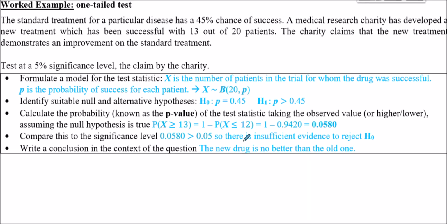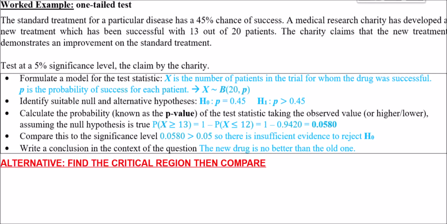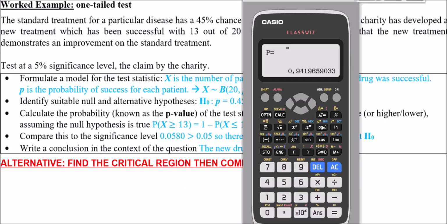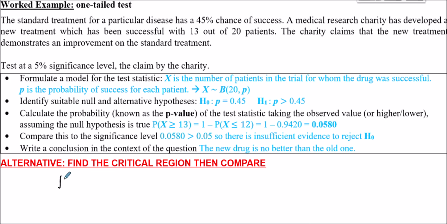Now, we did mention that we could have found the critical region first and compared the observed value to that. So let's have a look at this alternative method. So finding the critical region. And so x being 13 or greater wasn't. So let's just try going up slightly. So let's try this figure here. What's the probability of x being 14 or greater? Well, that would be 1 minus the probability of x being up to and including 13.